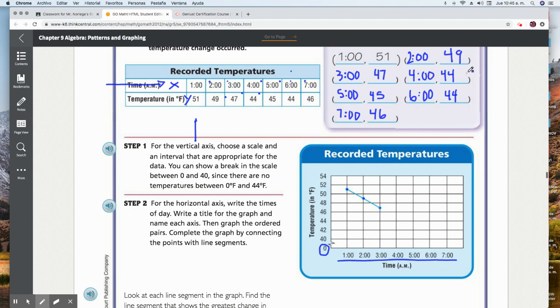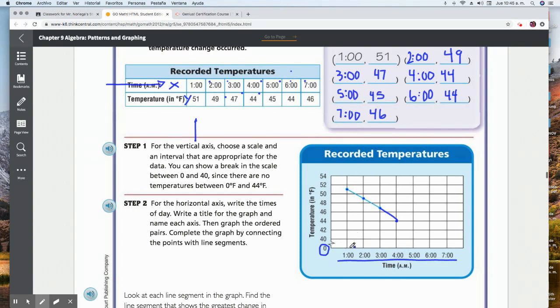So to plot a point for this ordered pair, I'm going to move my pencil to where it's 4. It says 4 o'clock, and then I'm going to move it up to find 44. Okay, so 44 would be right here. So I'm going to plot a point right there, and then I am going to connect it using a line segment. All right. Then the same thing for 5 o'clock in the morning and 45.